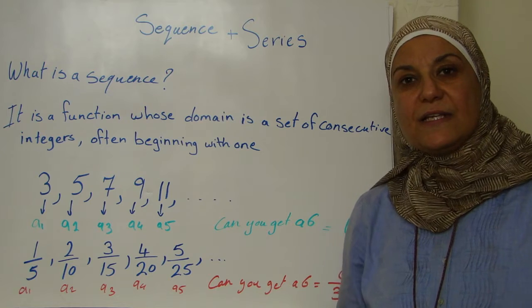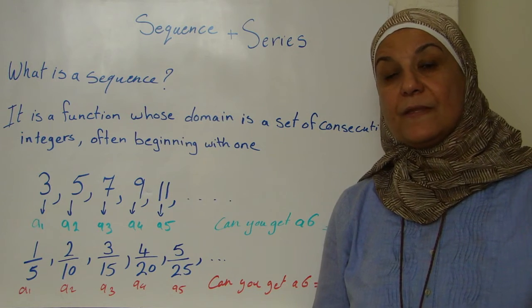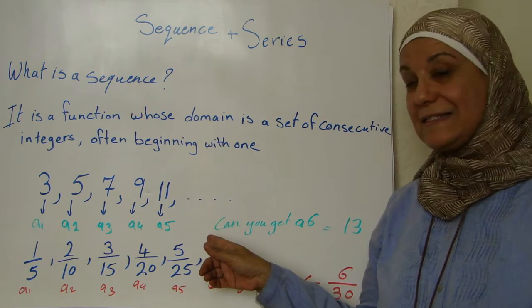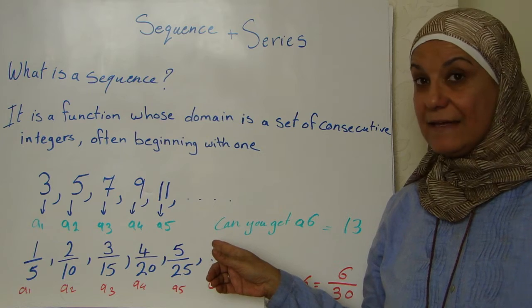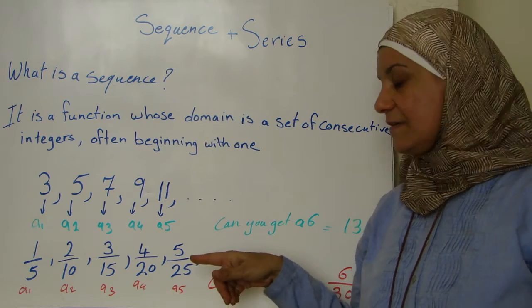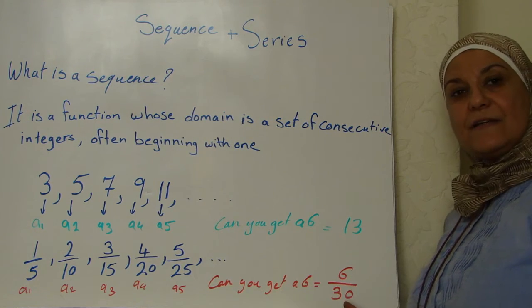So what do you think the sixth term is going to be? Definitely, it's going to have 6 in the numerator and 6 times 5 in the denominator, which is 30.